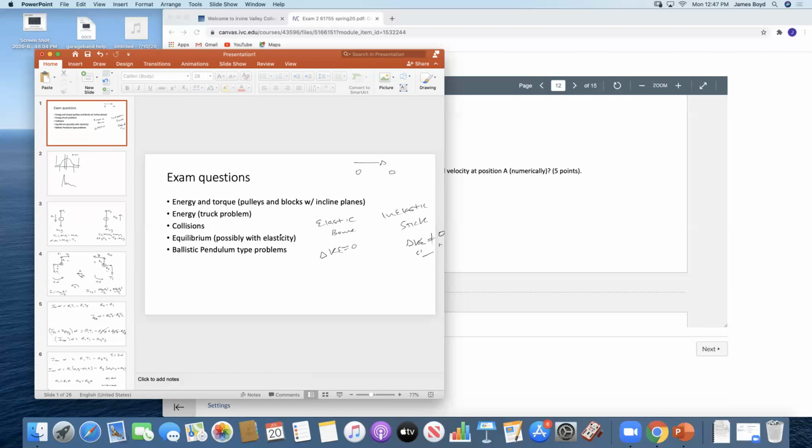The equilibrium problem here with possible elasticity, those are the two that I went over today. The scaffold type problem with the two masses in the wire, or the ladder type problem. And then there may be a ballistic pendulum type problem where you have some energy and you turn it into a collision or a projectile motion or something.